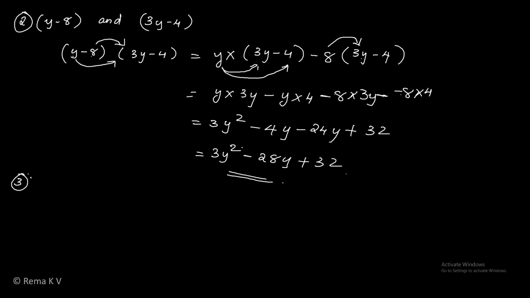Now the third one. Shreya, it is not minus 28y square. See, this is 4y, 24y. So here also you have to write y only. We are not multiplying it. We are adding these two.